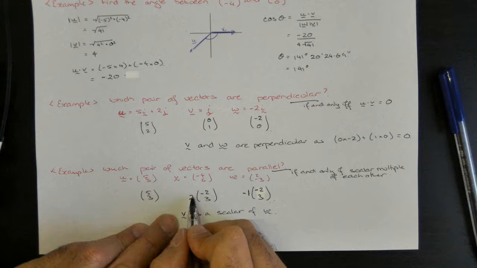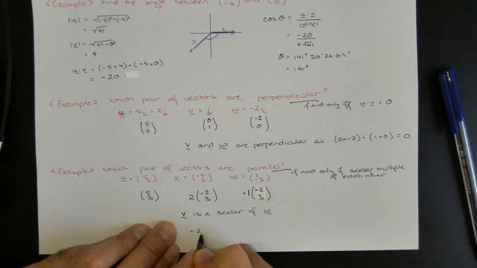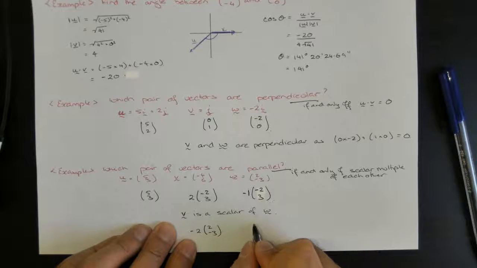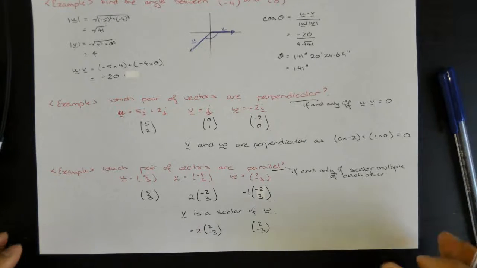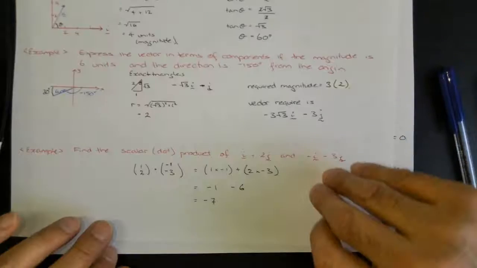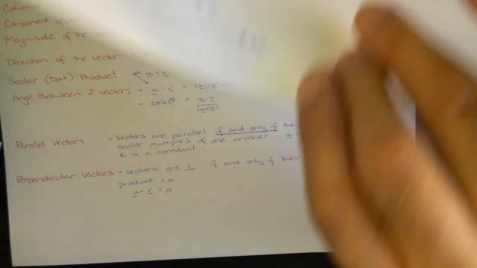Alternatively, I could have taken out negative 2 out here. So I could have gone negative 2, 2, and that would be negative 3. Where we get a scalar multiple of each other. Okay, so that's a revision on the 2 dimensional vectors from the Extension 1 course.